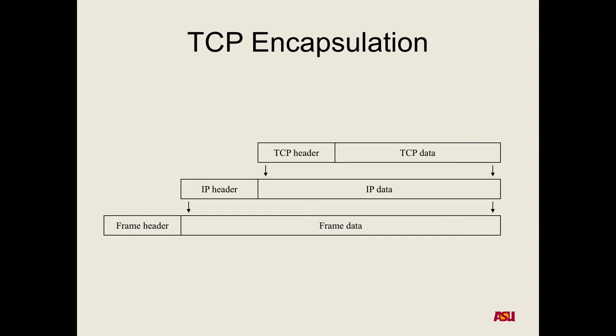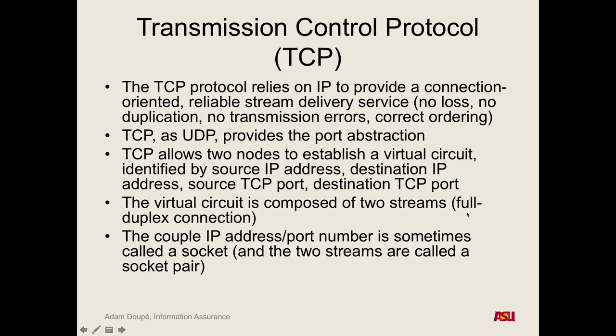So how do we actually get a connection-oriented, reliable stream delivery service with no loss, no duplication, no transmission errors, and the correct ordering? Do any of the other layers underneath us guarantee this? Then that would be super easy. We'd say, yeah, I do this because I'm using IP, which provides all this. The nice thing is that it works upward. When you use HTTP or something else that uses TCP, you have all of these properties, and you don't have to do it yourself.